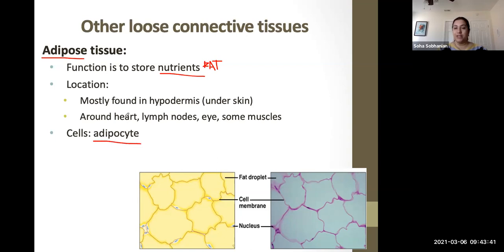And locations of them. Again, you find it under your skin as hypodermis. We already talked about that. You can also find it in your heart, your lymph nodes, around your eyes, and some of your muscles. What is the job of having this fat tissue? It's just to store energy. That's the most important job you have for these fat tissues.